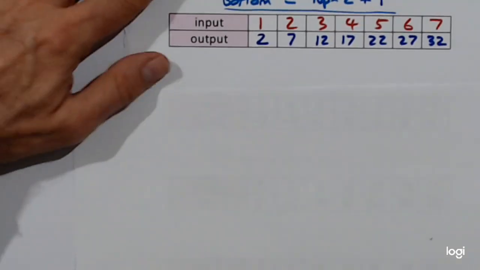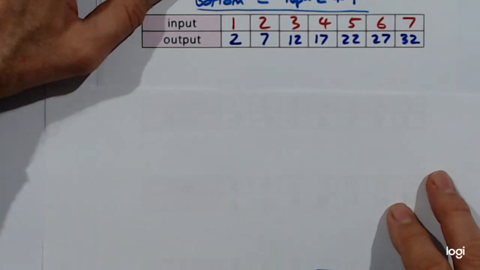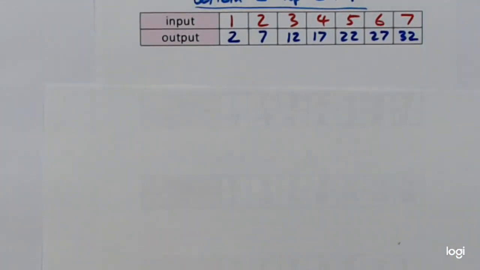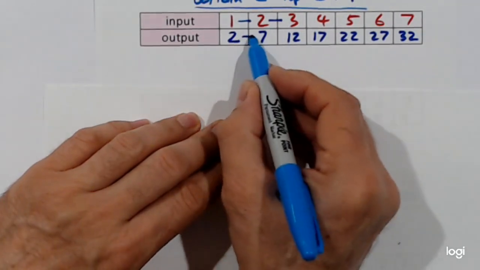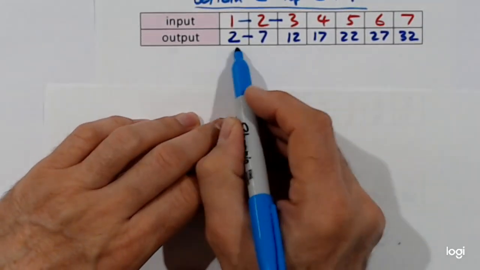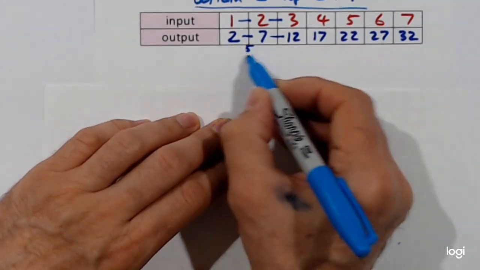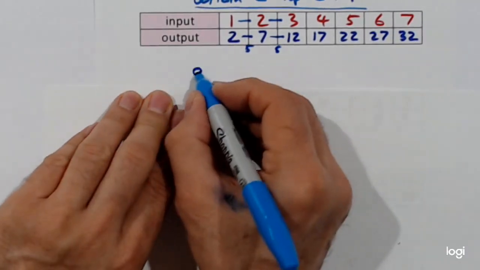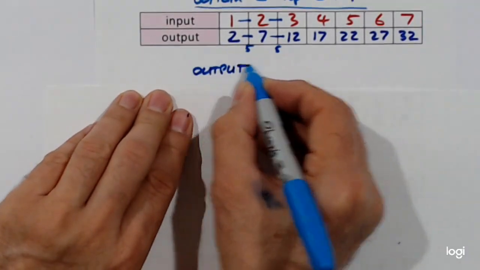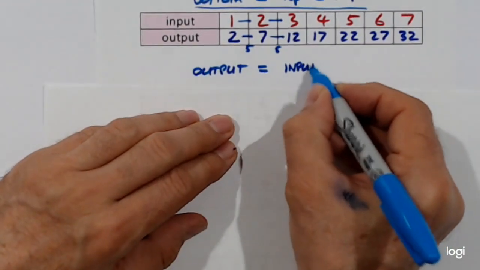Another one. Just get that right at the top so you don't have to worry about the other bit. These are a bit close together. Input and output. As this changes by 1, this is changing by how much? What's the difference between 2 and 7? What's the difference between 7 and 12? 5. 2 plus 5 is 7. 7 plus 5 is 12. So it's going to be output, bottom heading out by itself, equals input times 5.